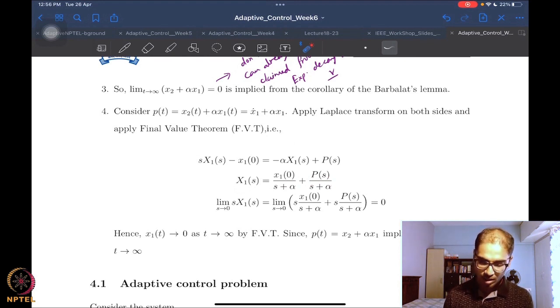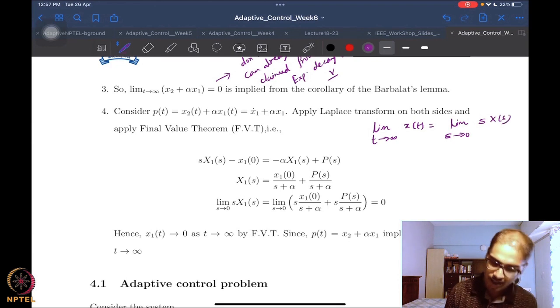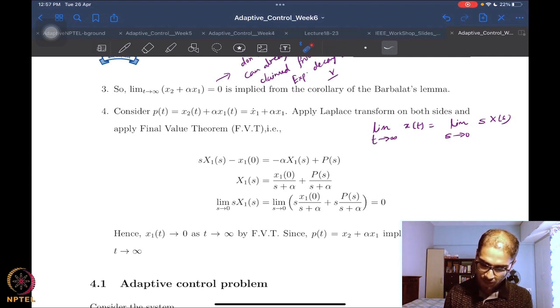Now I apply the final value theorem. The final value theorem says that the limit as t goes to infinity of x(t) is equal to the limit as s goes to 0 of s X(s). And that's what we do. So I multiply by s on both sides and take the limit as s goes to 0. On the left hand side, I get the limit as s goes to 0 of s X1(s), which is actually this quantity. And on the right hand side, I have this guy.